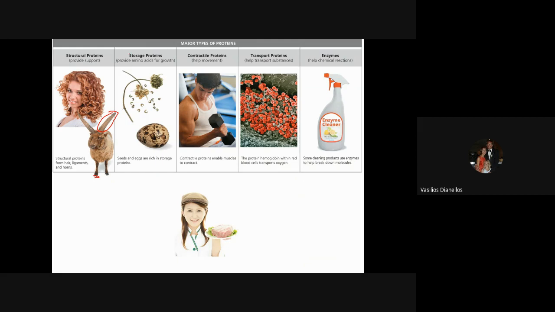Then you have things like storage proteins that provide amino acids for growth. So obviously eggs need a lot of protein, because if you're going to build more proteins, then you're going to need those building blocks, which are the amino acids, right? So eggs are high in that. Same with some seeds, right? Because those little seeds are going to grow up to be a new plant, so you're going to need a bunch of stuff for growing.